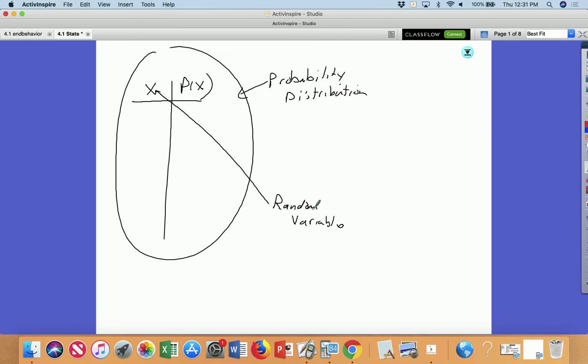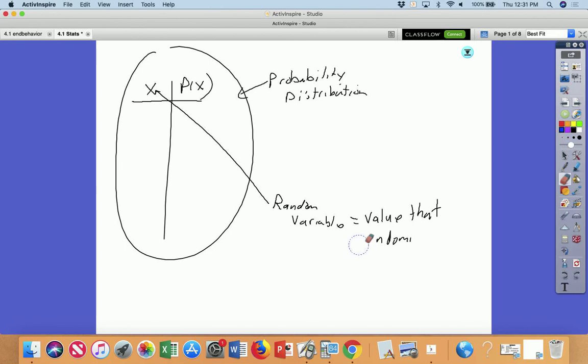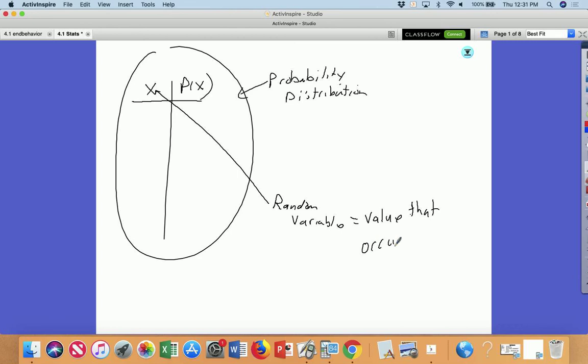So what a random variable is, it's going to be a value that randomly, let me restate that, that occurs based on a probability experiment. You don't need to write that down if you don't want to. I just want to say it just so we can refer back to it.